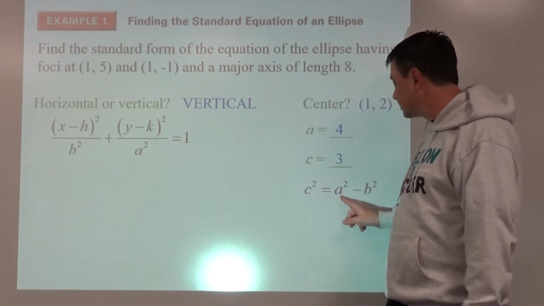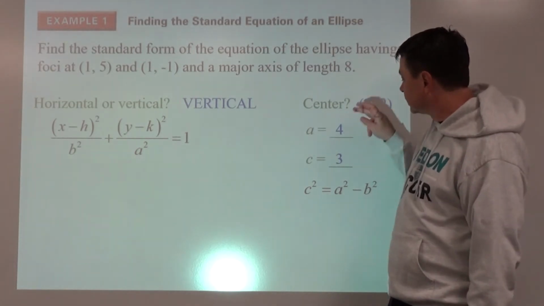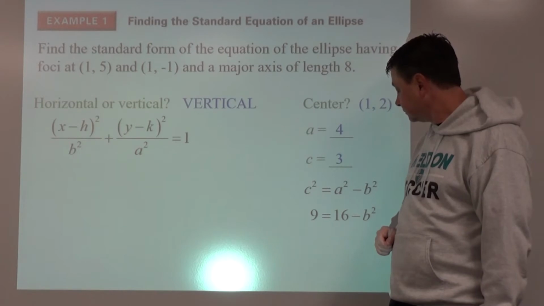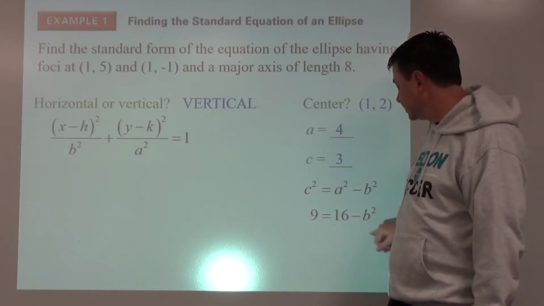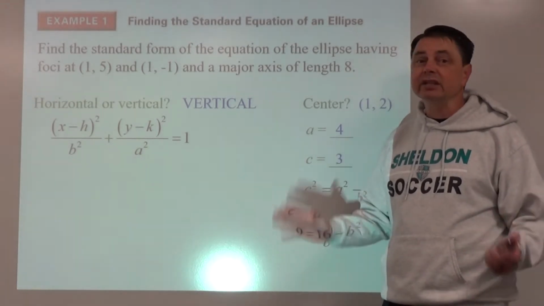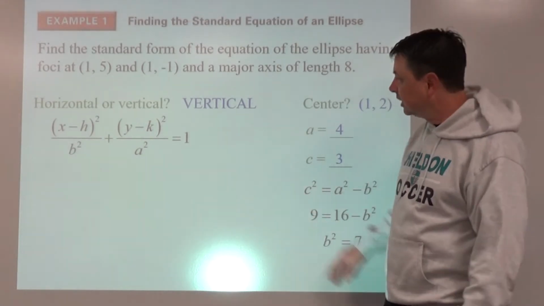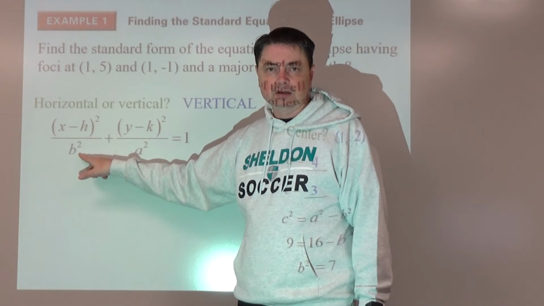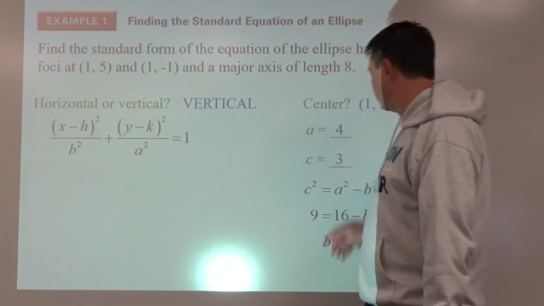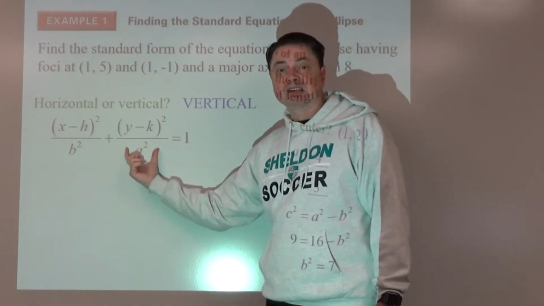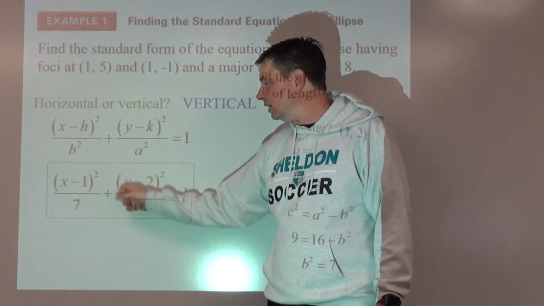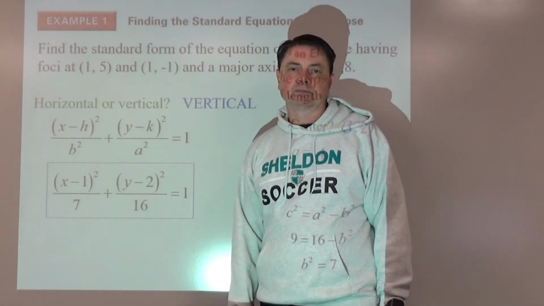Now remember, c squared is a squared minus b squared. So 9 is equal to 16 minus b squared. b squared is 7. We don't actually need to know b because we're not graphing this. We need to know b squared, as that's in the equation. So a is 4, so a squared is going to be 16. b squared we just found out is 7. We've got all the information we need. There's our final answer.